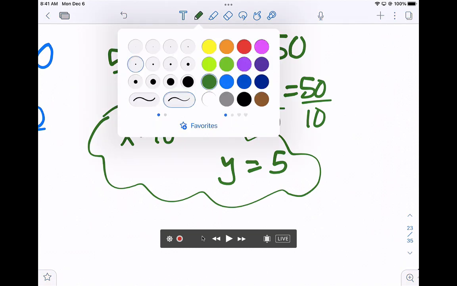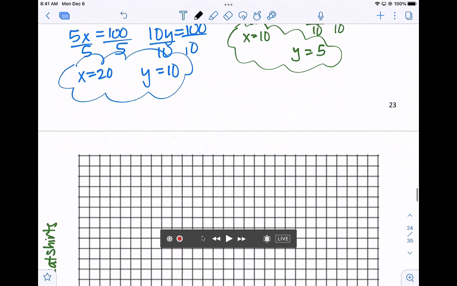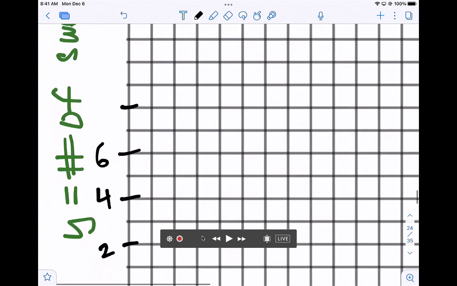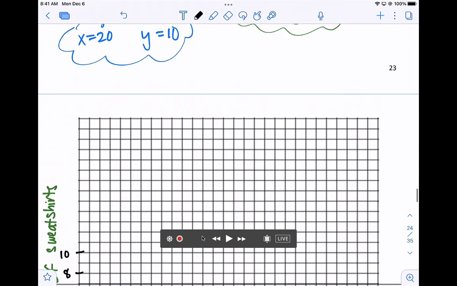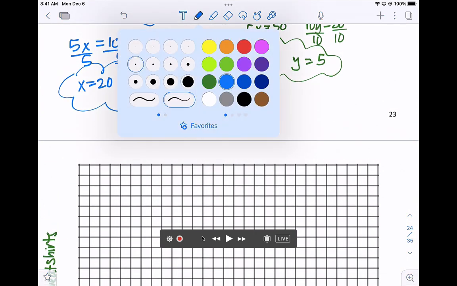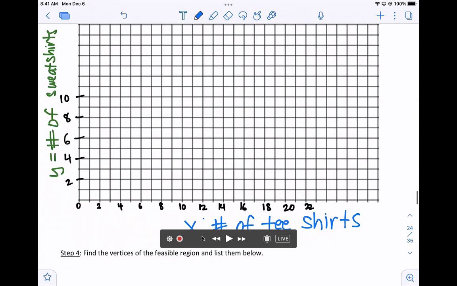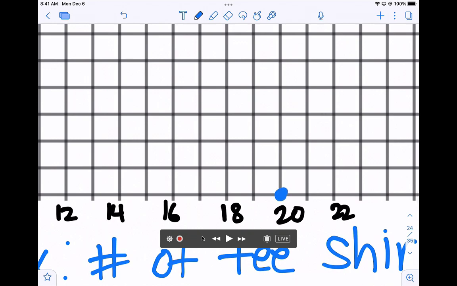Okay, so when we scale over here, again, I'll just go by ones. So here's 2, 4. Every box is 1 unit, but I'm really just writing every second number. Okay, let's graph this. So the blue line, the first line right here, is like we can spend at least up to $100. X is 20. Y is 10.